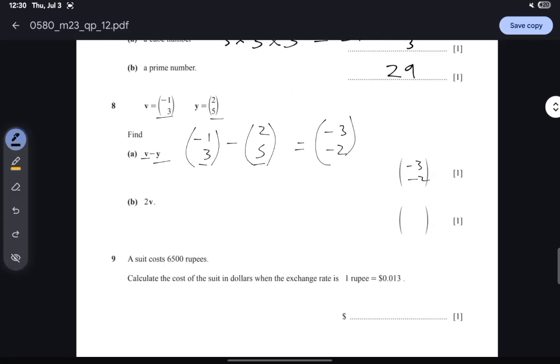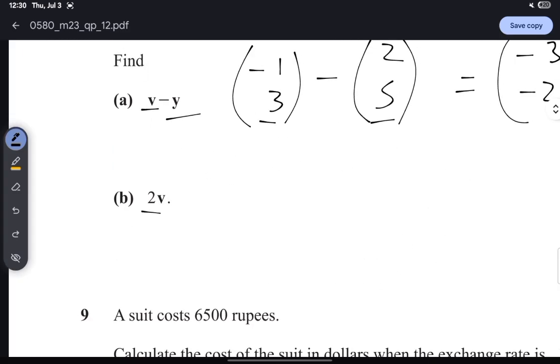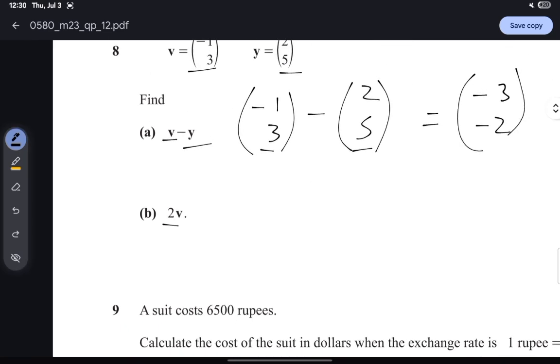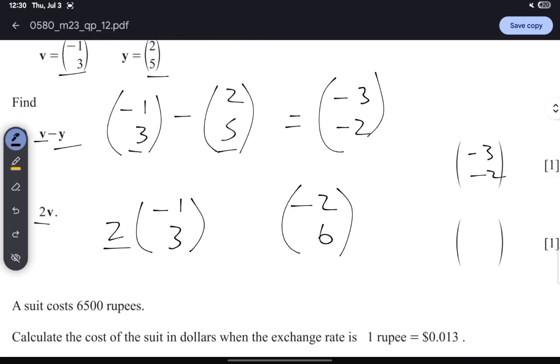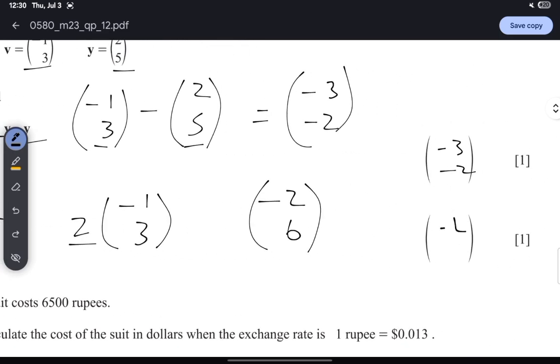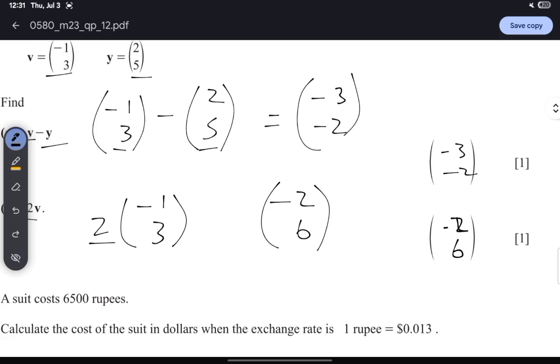Right? Then 2v, it means we're multiplying v by 2. So we put 2 and write our v, which is minus 1, 3. So this 2 is going to multiply all these numbers inside these large brackets. So we're going to get 2 times minus 1, which is minus 2. 2 times 3, which gives you 6. Then you write your minus 2, 6.